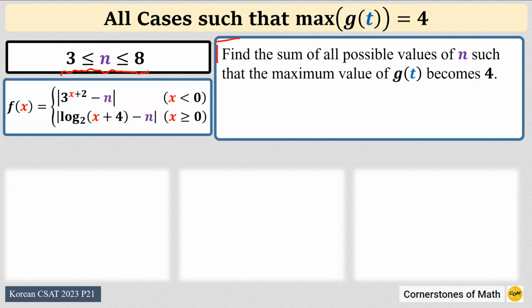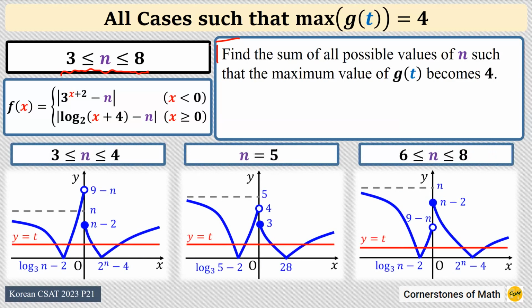But before we do that, let us actually plot all cases where the maximum value of g(t) becomes 4, which are these. Here I have divided the cases into n equals 3 and 4, n equals 5, and n from 6 to 8, because the orders of y-intercepts change along with changing values of n, but that's not a big deal in solving the problem.